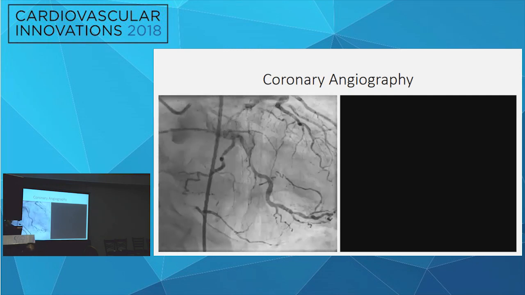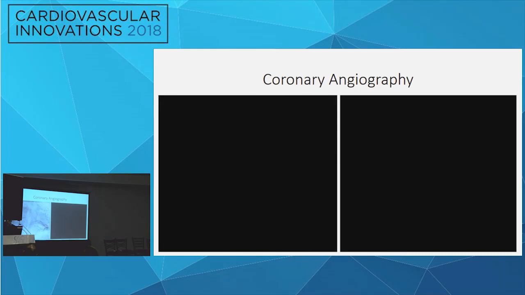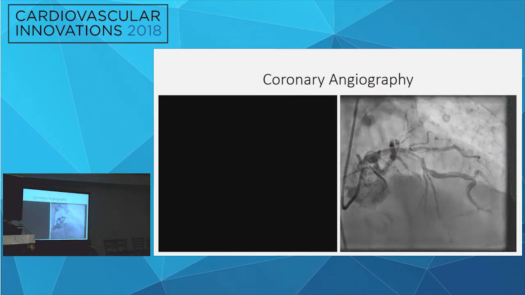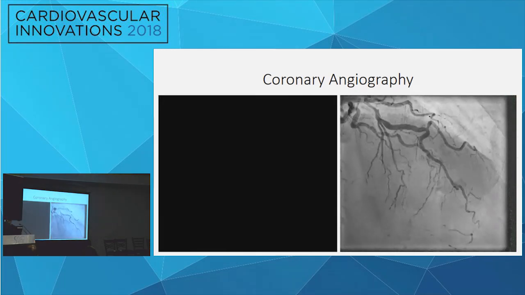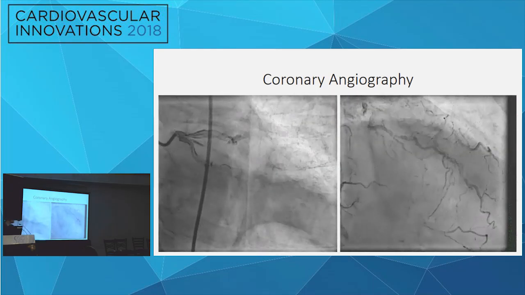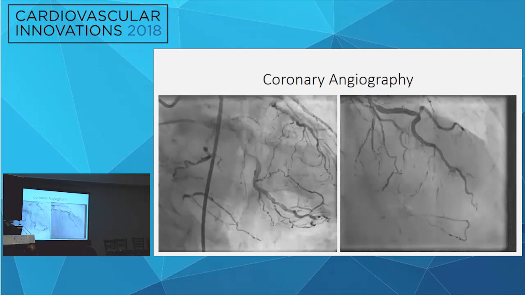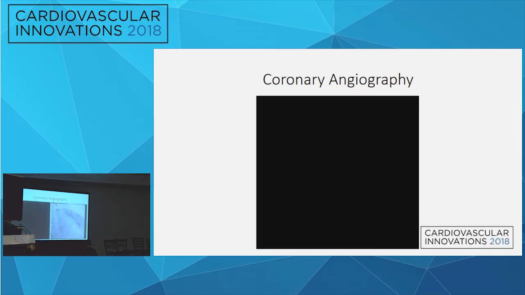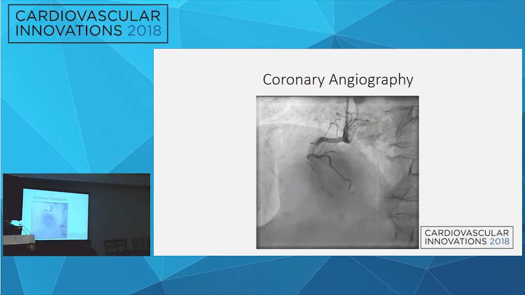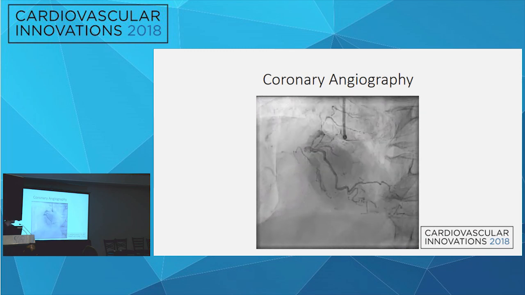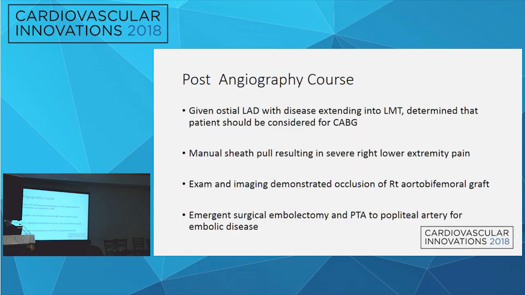So he has some kind of borderline stenosis in the first OM, has that severe ostial stenosis and this severe LAD stenosis. I'm not sure how well this projects, but it's a little grainy, but is pretty severely calcified, especially in the mid-LAD and the ostial LAD. And this is his right, chronically occluded, but with good collaterals. So given his new ostial LAD disease that was extending into the main, the decision was to send the patient for bypass surgery, or at least evaluation for bypass surgery.